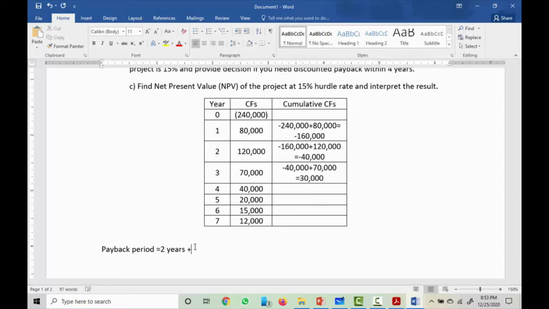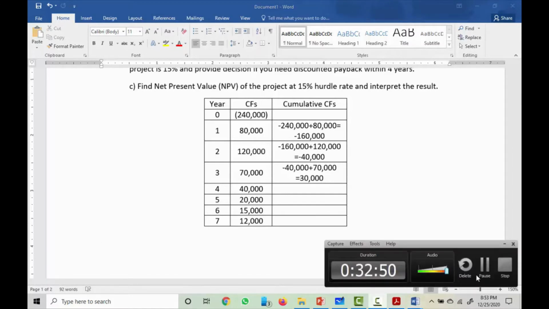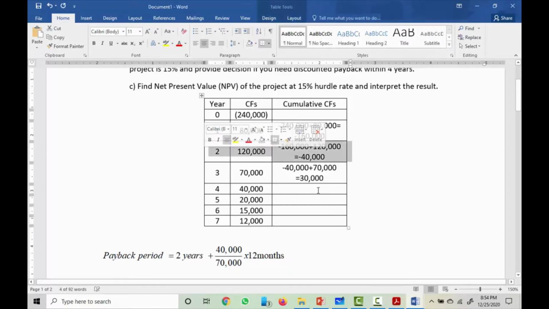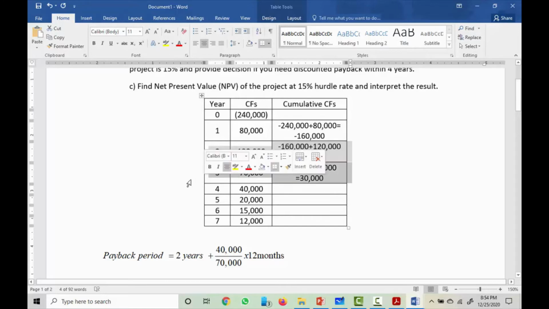So what we will do is, how should we do it? So payback period is what? We already got that payback period is more than 2 years, because after year 2, we still need 40,000 taka more to get our payback. But after year 3, we are in surplus of 30,000 taka. We don't need a surplus. We just need our 240,000 taka initial investment back. So payback period is more than 2 years but less than 3 years. So now what we need to find out, 2 years and how many months.